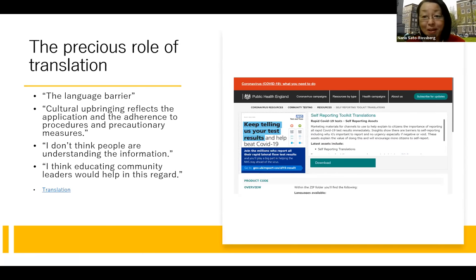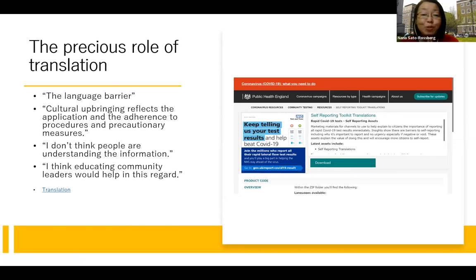For example, as Lutz already informed you, about 300 languages are spoken in London. And if you look at a governmental health information website, for example, this kind of page, you will find about 10, 11 translations in other languages. But considering that 300 languages are spoken, 10, 11 languages are not enough. And many people have trouble getting enough information around COVID-19.